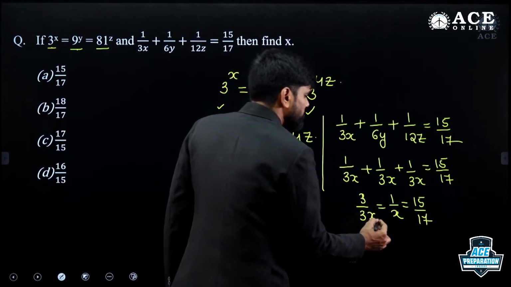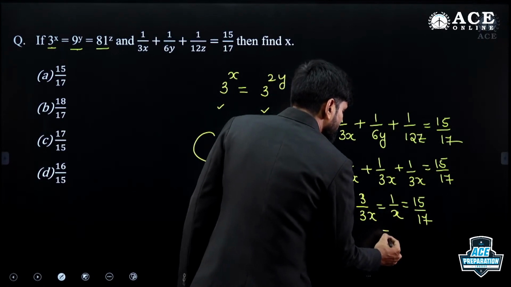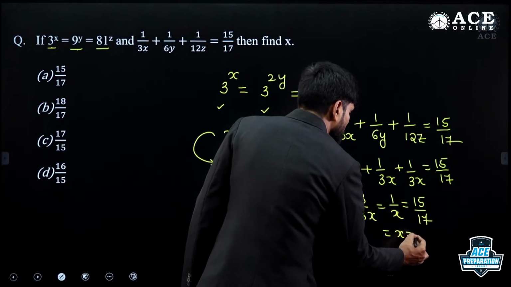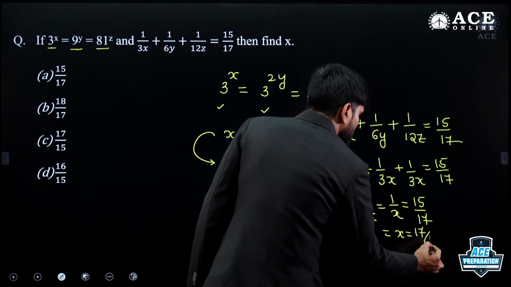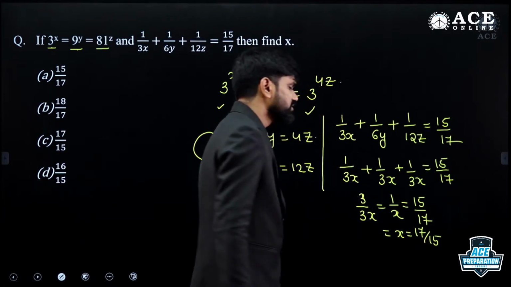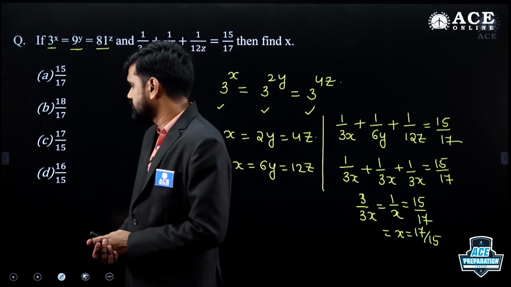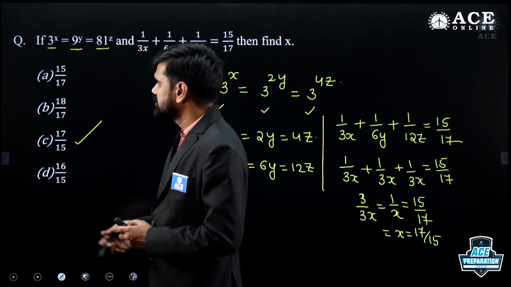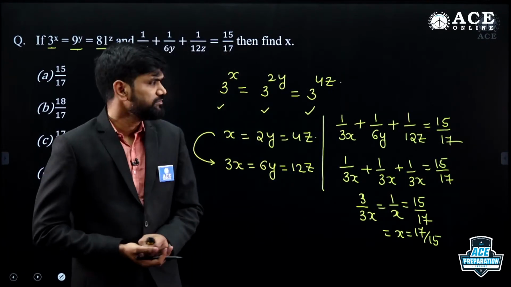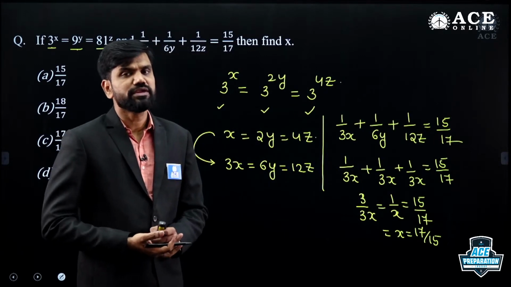So x will become equal to what dear? 1 by x is 15 by 17. That gives you x equal to what? 17 by 15. Hence we can say that the answer must be what? 17 by 15. Hence it should be option C. Right? Please make a note of it.